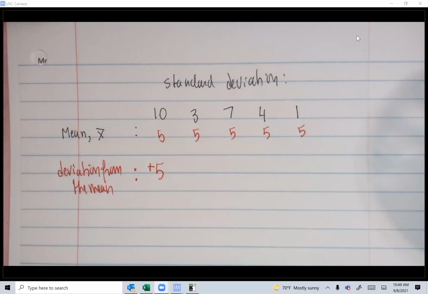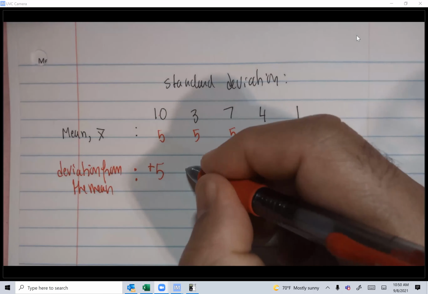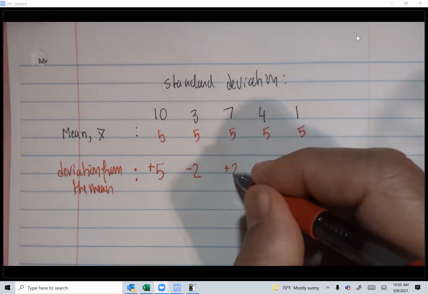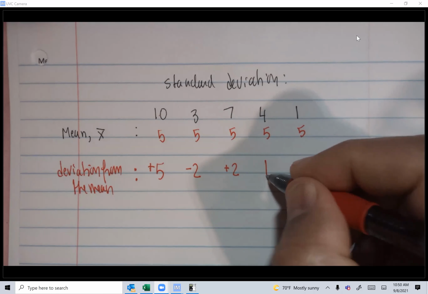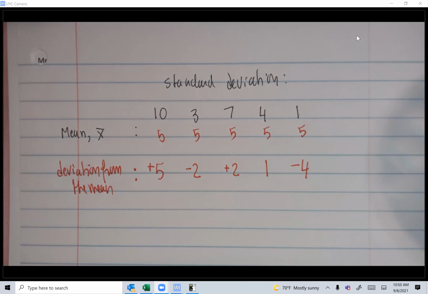Plus 5. Exactly. How far is 3 from 5? 2, but it's 2 below. You agree? Because it's below 5. So it's a minus. And 7 is 2 above. And 4 is 1 below. And 1 is 4 below 5. Okay.